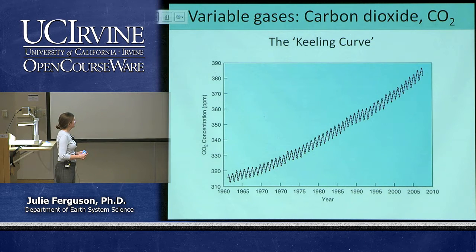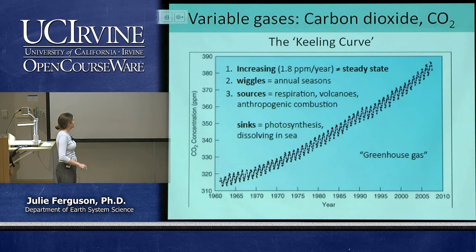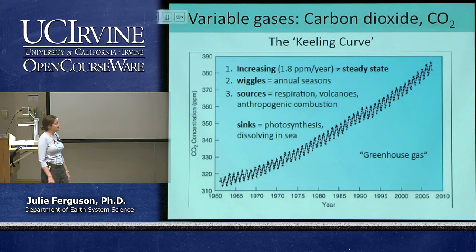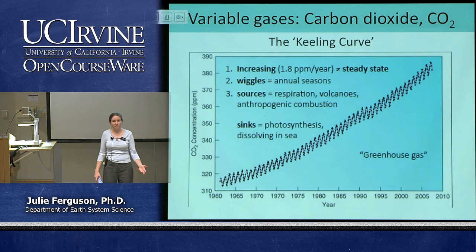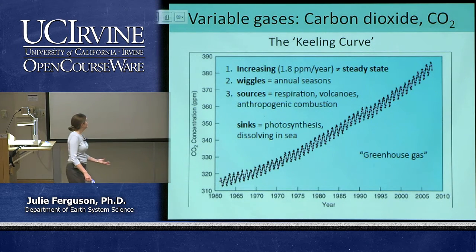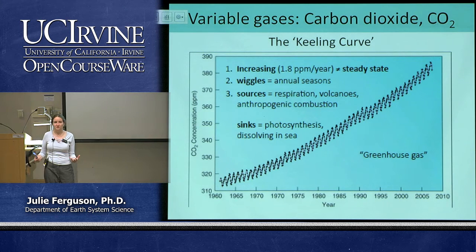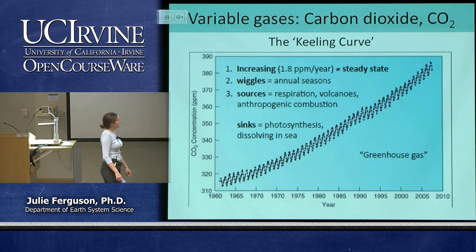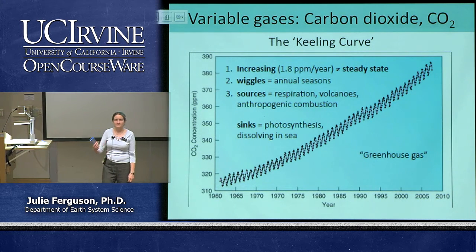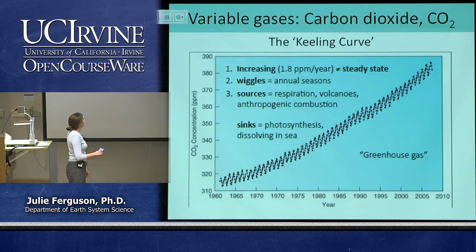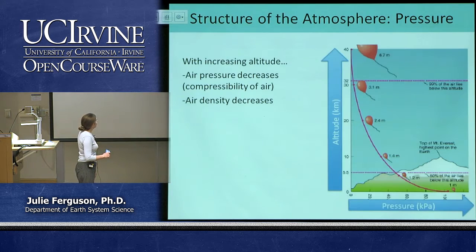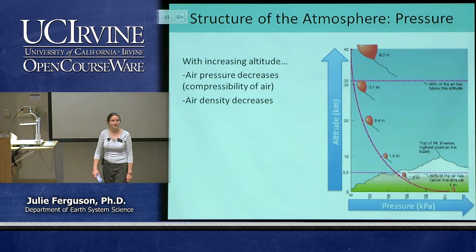Okay? So this is the Keeling Curve, and we'll come back to this again later in the class, so don't worry about those. So here is my little summary. We have our wiggles that are our annual seasons. Overall, it's increasing. Our sources are things like respiration, volcanic activity, anthropogenic combustion, so fossil fuel burning. And our sinks are things like photosynthesis, dissolving in the sea. Okay, so skip that. We'll come back to this later on Monday.